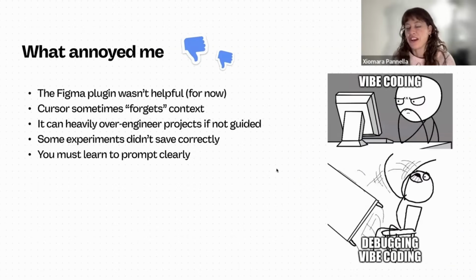What annoyed me: well, the tool sometimes forgets context. That's why we need to be really clear and specific. It can heavily over-engineer projects if you're not really guiding Cursor. Some experiments didn't save correctly, and you must learn to prompt. So yeah, I was also there.